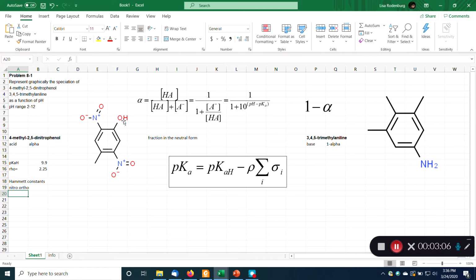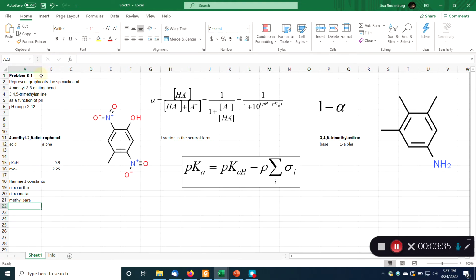Okay, and then we need to know our Hammett constants for nitro in the ortho position, right? This is the group we care about, so this position here is ortho, so this is the ortho nitro group. This would be the other ortho position, it's unsubstituted. And then this is meta, so we've got a nitro in the meta position. And then we also have the methyl group, and this is in the para position. It's para to the hydroxide. So methyl, para.